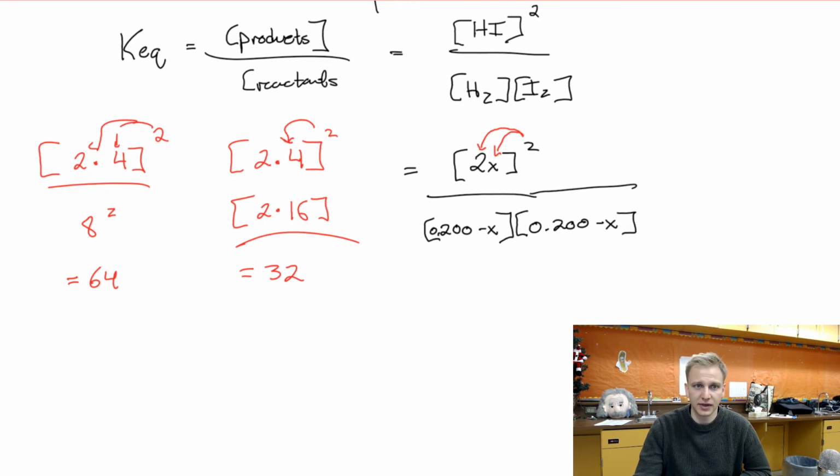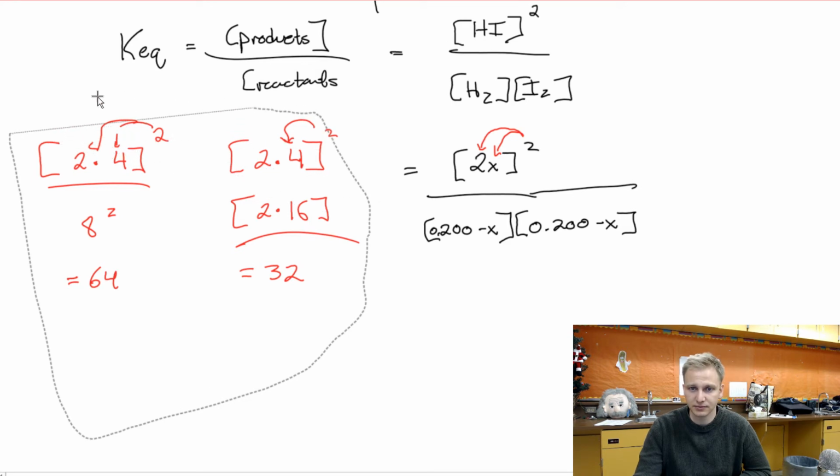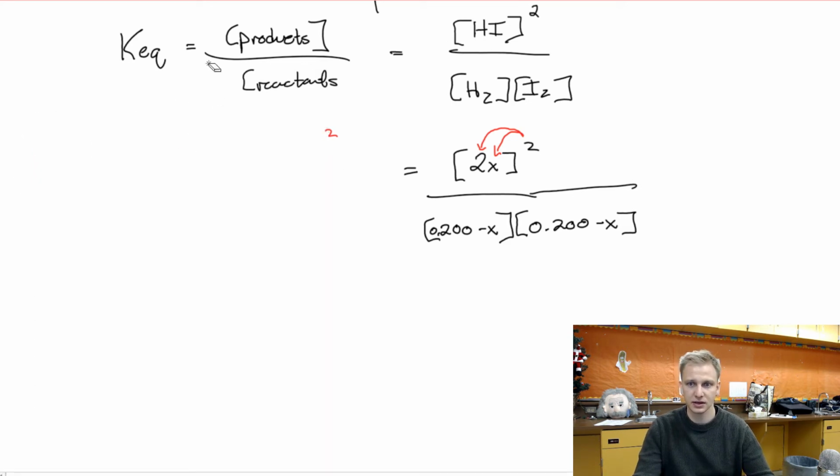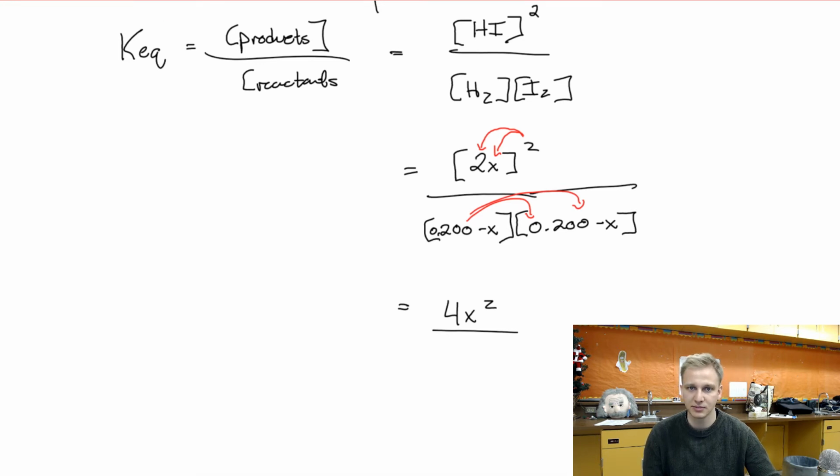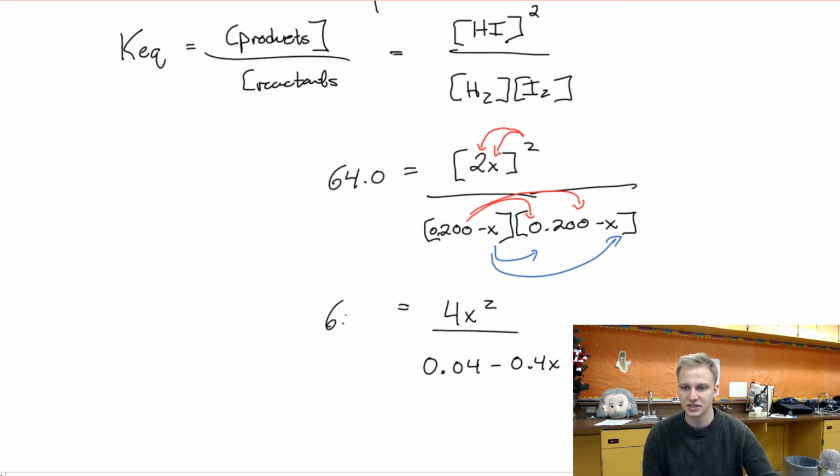Just going to get rid of that piece of information to clean this up a little bit for you. Get rid of that, and we get rid of this as well. All right, so we need to square both of those things. And so what we end up with is 4x squared on the top. And as I said, you need to FOIL out the bottom. So you need to multiply 0.2 times 0.2, 0.2 times x, and then negative x times 0.2, and negative x times negative x. And when you do, you end up with 0.04 minus 0.4x plus x squared, and we know that that's equal to the KEQ, which is 64.